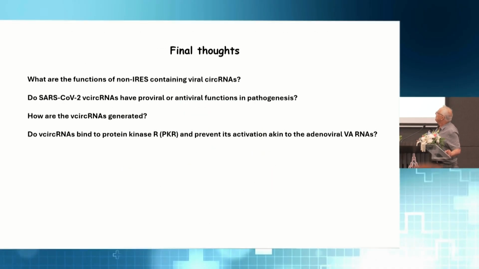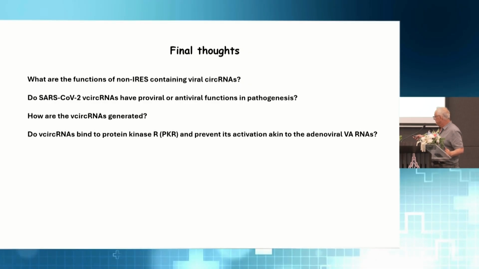To sum up, what are the final thoughts about my talk? I told you about the function of non-IRES containing viral circular RNAs. We don't know. If you have an IRES, you make a protein. The protein is proviral. The function of the non-IRES containing circular RNAs, we don't know. How are they generated? As I told you, by a particular nuclease, which I didn't go into detail, that is induced after you infect cells with many viruses. So the virus has absorbed this mechanism to make its own circular RNAs.